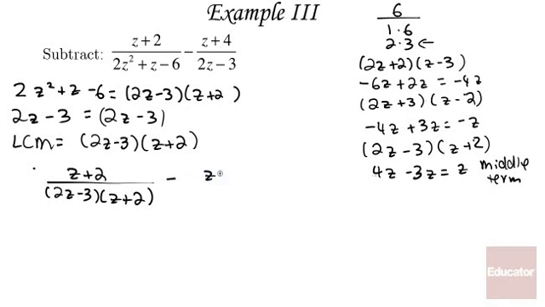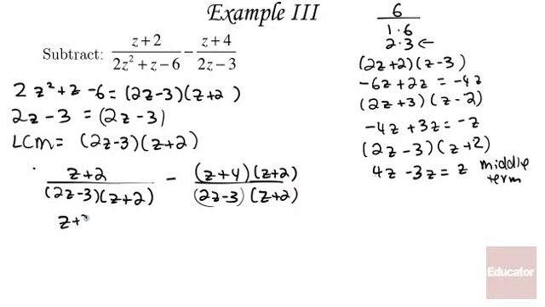Okay, minus z plus 4 over 2z minus 3. The LCM for this first one, I already have the LCM in the denominator of this first expression. I don't need to do anything to it. In the second expression, I have the 2z minus 3, but I'm missing z plus 2. Therefore, I need to multiply both the numerator and the denominator times z plus 2. Okay.